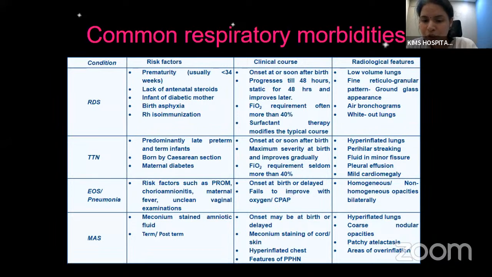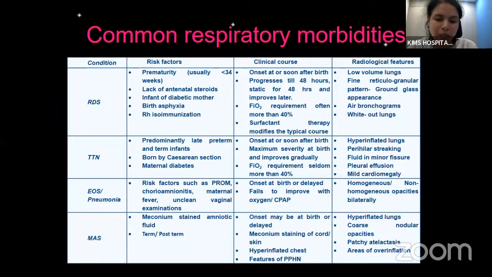Again, we'll discuss the radiological features of TTNB in the coming slides. In a newborn with early onset sepsis or pneumonia, the risk factors could be the presence of maternal factors like prolonged rupture of membranes, clinical chorioamnionitis characterized by maternal fever, which is either more than 39 degrees Celsius on even one occasion, or 2 or more spikes between 38 to 39 degrees Celsius, history of multiple unclean vaginal examinations, and respiratory distress with onset right at birth or delayed and failing to improve with oxygen or CPAP. And again, we'll discuss the radiological features in a minute.